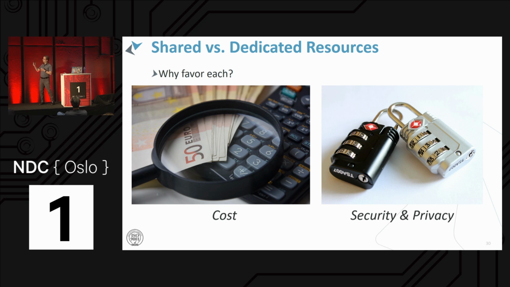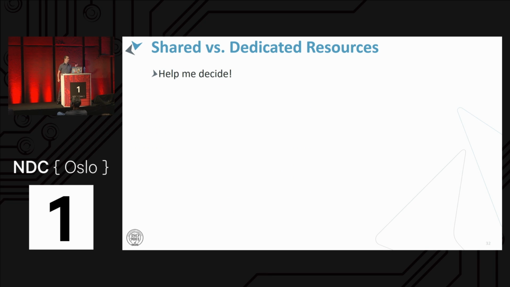When you're working with a dedicated resource, you minimize the risk. So these are the reasons why we should favor each. But how do we decide? How do we decide for each resource what we should use? Now, the first thing we can use is the requirements. Go to a product team and ask, what is our versioning or deployment strategy?